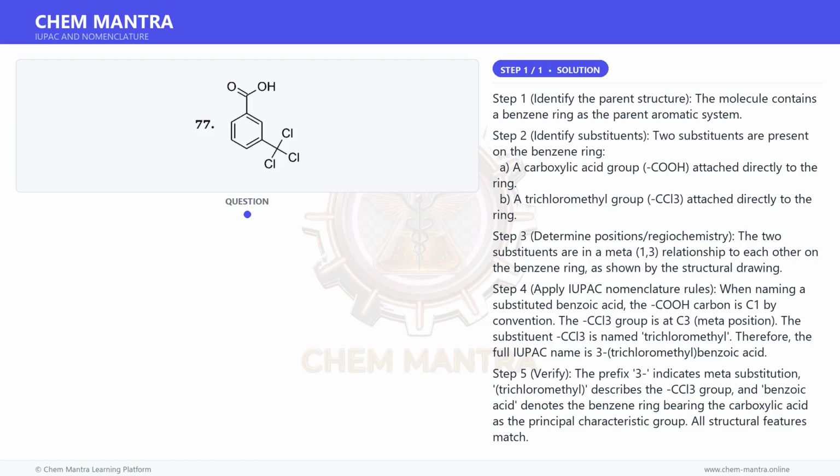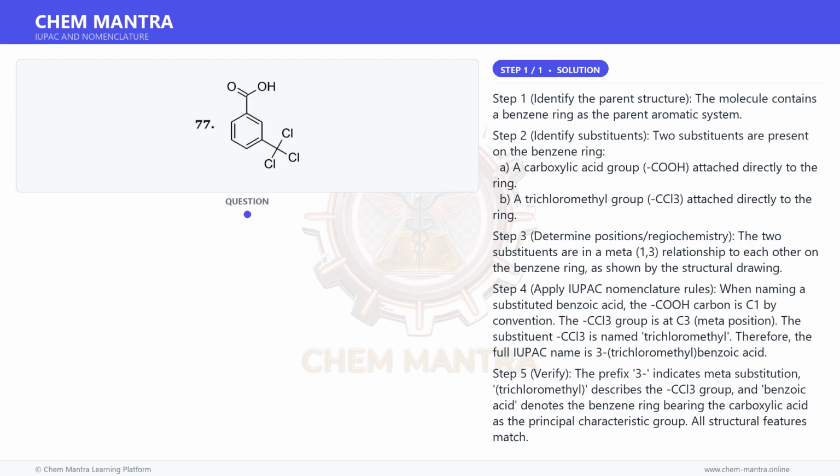Step 3. Determine positions. Regiochemistry. The two substituents are in a meta, 1,3 relationship to each other on the benzene ring, as shown by the structural drawing. Step 4. Apply IUPAC nomenclature rules when naming a substituted benzoic acid.